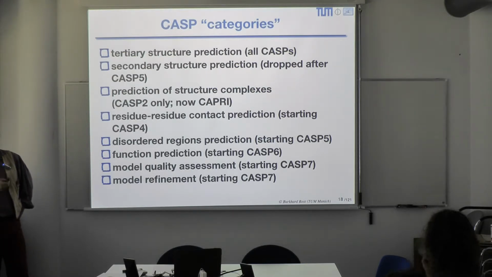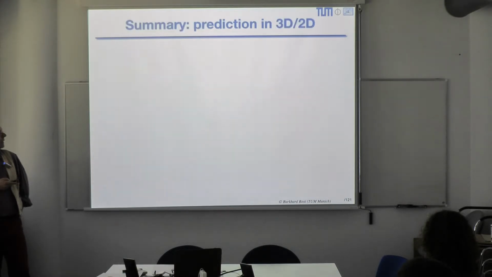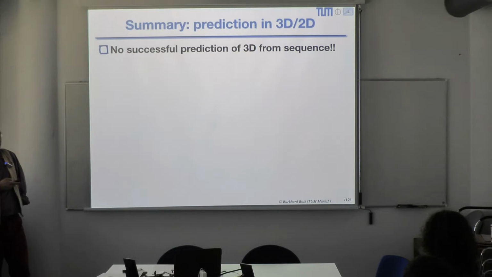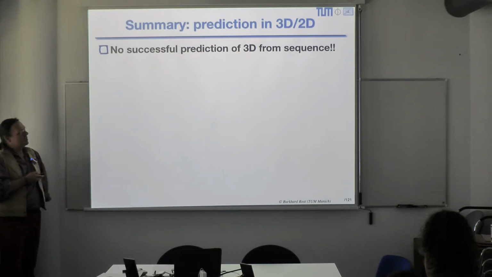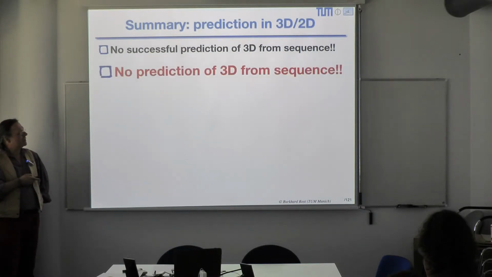Just a question, at what number are we right now? 10. And yeah, my slides are not good. So the first conclusion is there's no successful prediction of 3D structure from sequence, right?